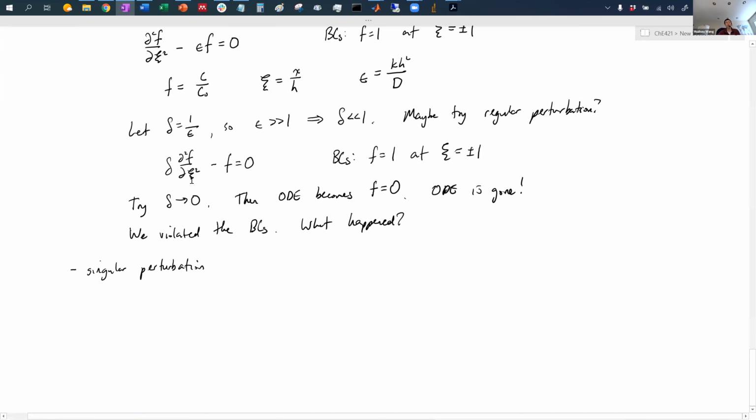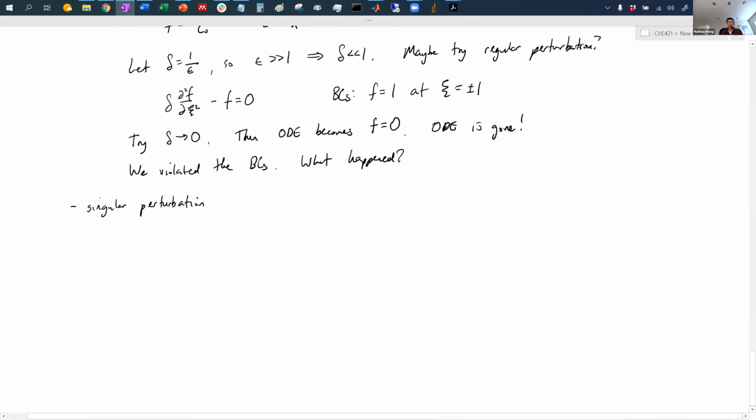In this case, our perturbation analysis, or our approximation, basically took our second order ODE with 2 boundary conditions and turned it into a 0 order ODE, still with 2 boundary conditions. So that's why we can't really solve the problem. Does that kind of make sense? So singular perturbation is something that we use when we start seeing these scenarios, okay?